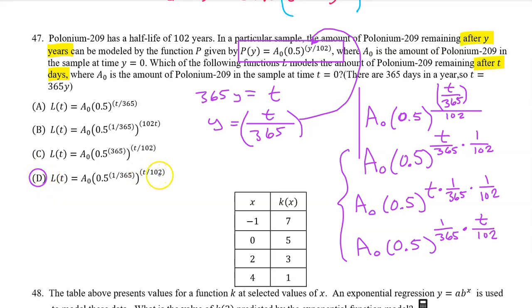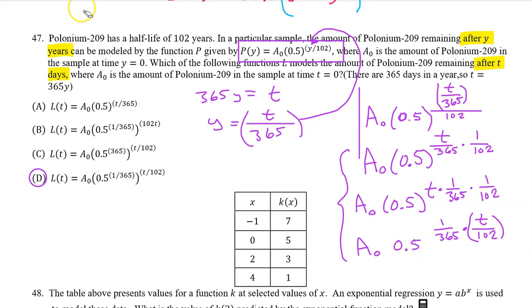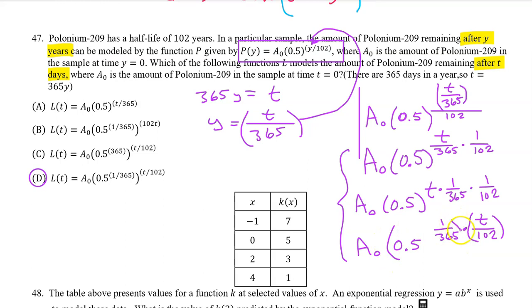You see the t over 102, that's this option right here. And we have learned that we can regroup things with parentheses like this. When you have something raised to a product, you're allowed to rewrite it as a power raised to another power. So that's what they have going on right here. 0.5 to the 1 over 365 power, all raised to the t over 102 power. So answer D matches this.